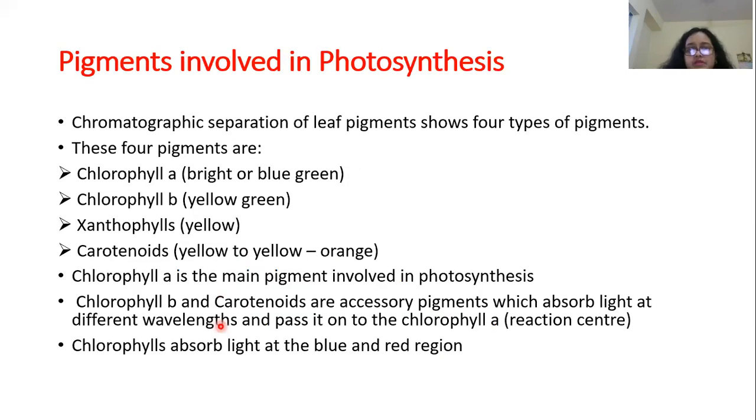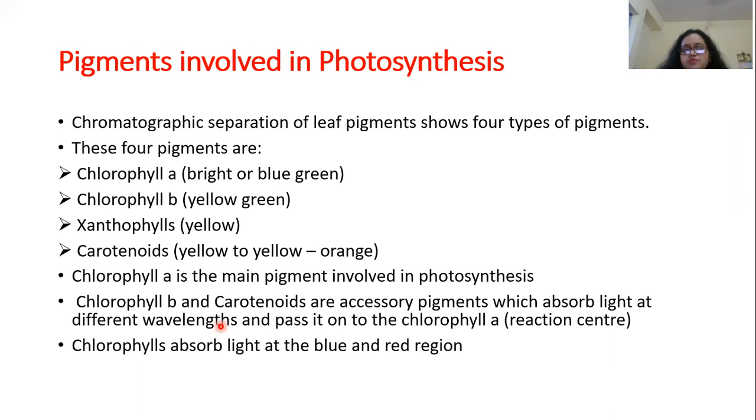Now photosynthetic pigments involved in the photosynthesis. Where are these pigments located? Obviously in the chloroplast. We know that green leaves are responsible for photosynthesis. So when we separate these pigments of leaf by chromatographic separation, we get four types of pigments. And these four pigments, scientists have named them as chlorophyll A, which is bright or blue-green in color, chlorophyll B, yellow-green in color, xanthophylls, yellow in color, and carotenoids, yellow to yellow-orange in color.